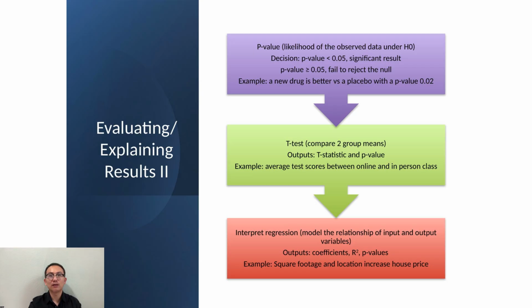Once we've run our test or model, it's important to translate the numbers into plain language. Here's how to do that effectively. Explain what the result means in a way that a non-statistician can understand. Use visuals like charts or graphs to tell the story. Connect the results to decisions. What action does this support? And if needed, mention any limitations, like small sample size or assumptions that may not fully hold.